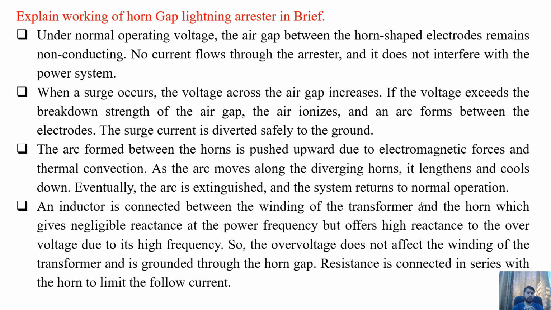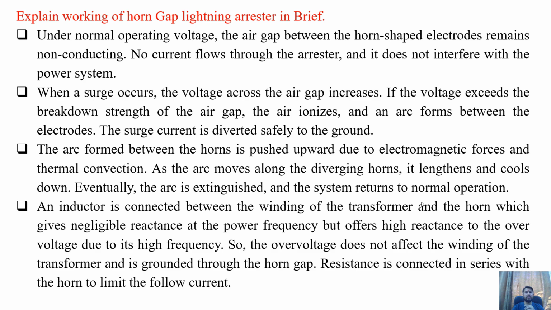When a surge occurs, the voltage across the air gap increases. If the voltage exceeds the breakdown strength of the air gap, the air ionizes and an arc forms between the electrodes. The surge current is diverted safely to the ground from the live part.